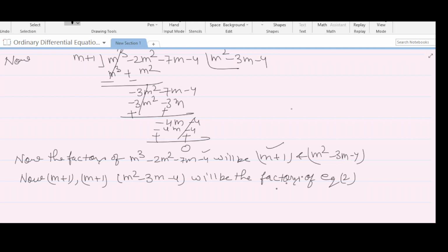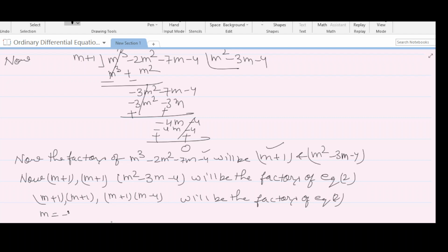Right, now we can factorize it. m plus 1, and now the factors of it will be m plus 1 and m minus 4, okay, will be the factors of equation 2. Therefore m equal to minus 1 and 4 are the roots of equation 2.